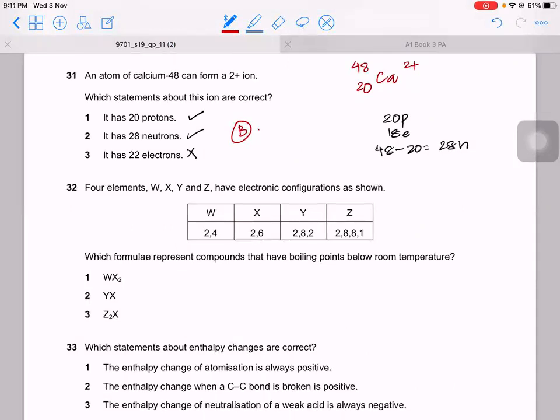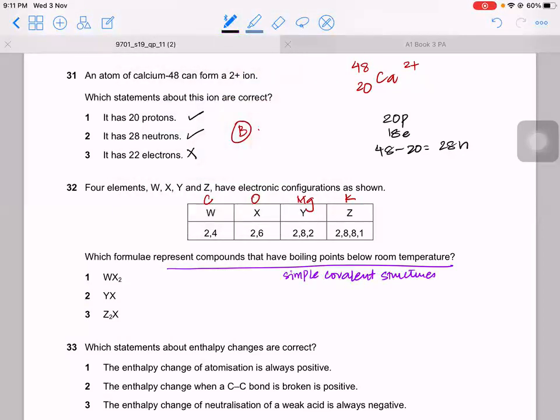4 elements, W, X, Y, Z, have the configuration as shown. Now, based on the configuration, can you find the elements? This has 6 electrons. That means this is carbon. This has 8 electrons, oxygen. 12 electrons, magnesium. 19 electrons, that is potassium. So now they're saying, which will have boiling points below room temperature? So that means these must be simple covalent structures. Yes, they should not have ionic bonds. If they have ionic bonds, they will have high boiling points. All right. So simple covalent structures, perhaps.